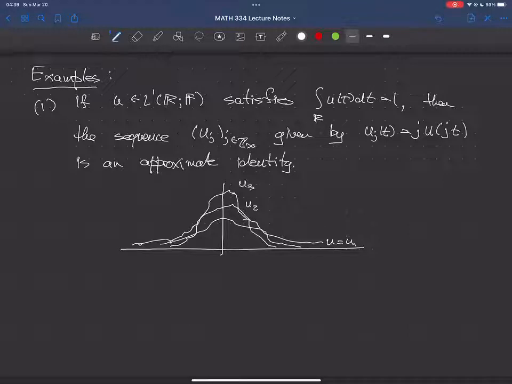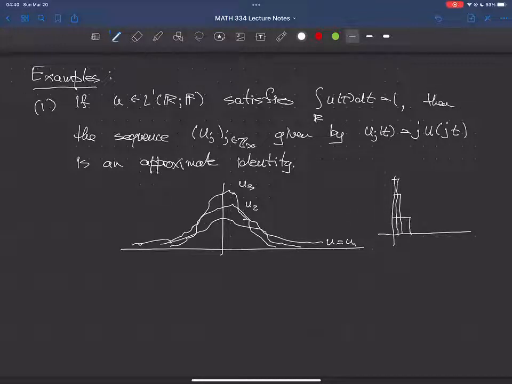Right, so we've seen this kind of behavior when we talked about distributions. We had this sequence of signals which looked like this, that we used as the right-hand side for some differential equation, to motivate the idea of distributions. And then we saw that this sequence converged in distributions to the Dirac distribution. Okay, so the idea here is rather the same.